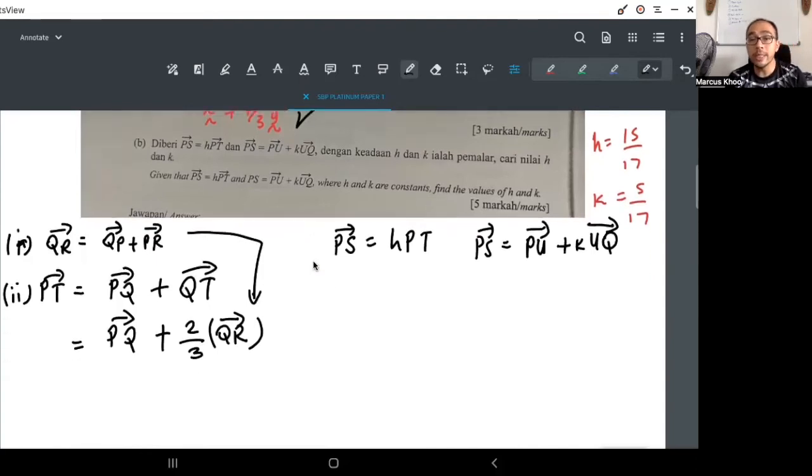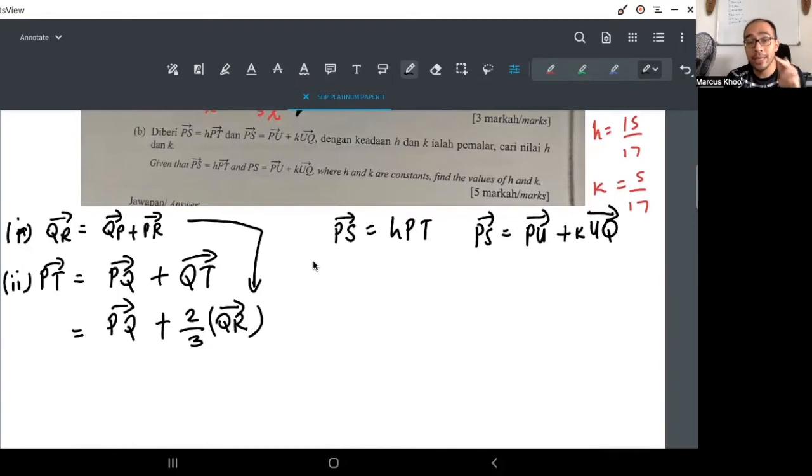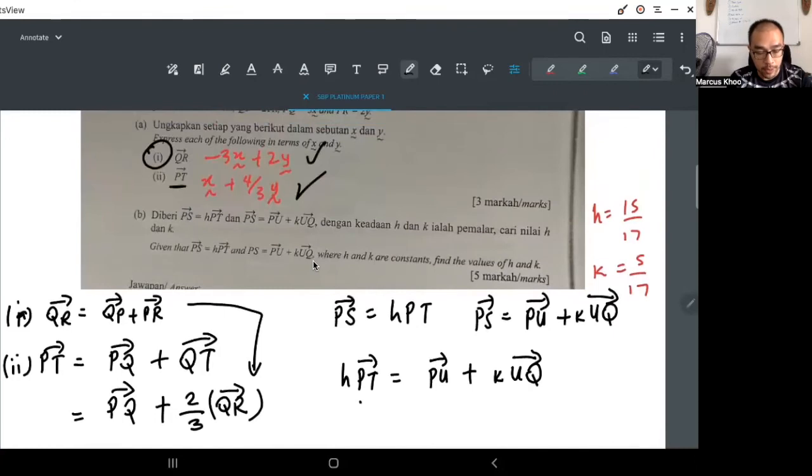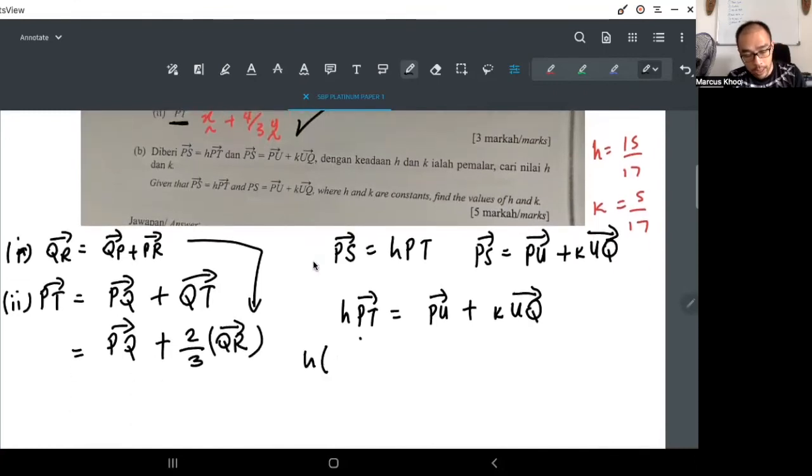Okay, so since both of them are vector PS, therefore I can say that HPT equals PU plus KUQ. Now our job is to find the PT, PU, and UQ to put in. But PT we already found, PT is from this question. So it's x plus 4/3y, hx plus 4/3y. Okay, so this one, no problem.